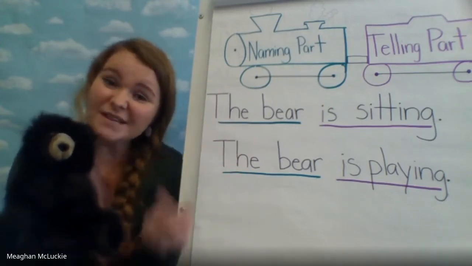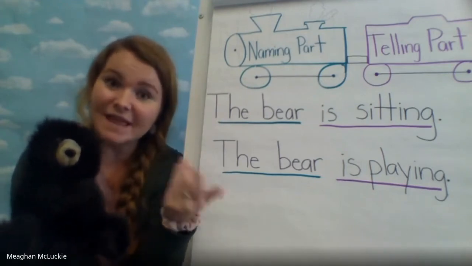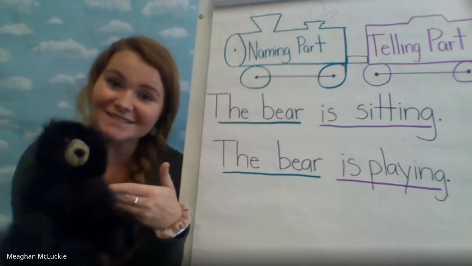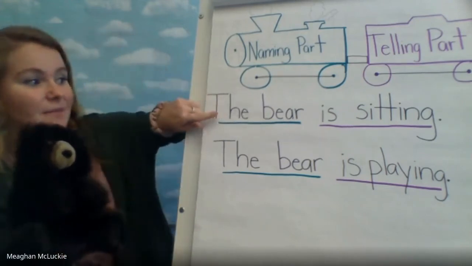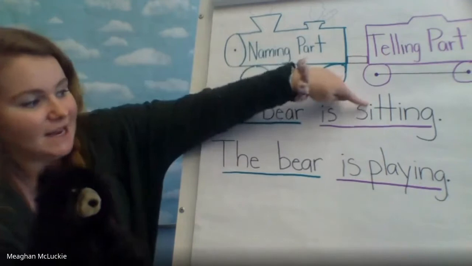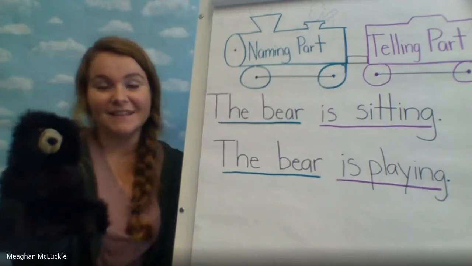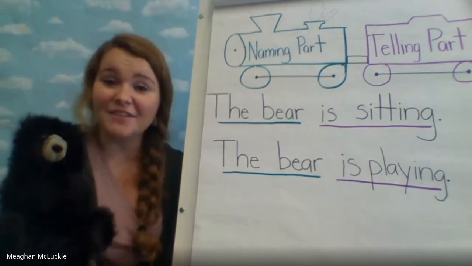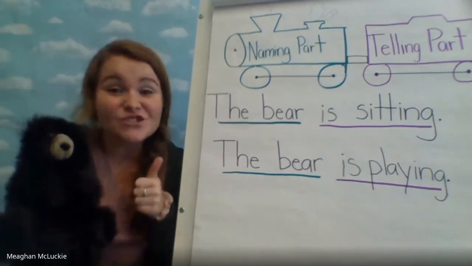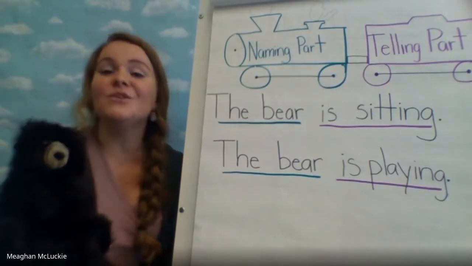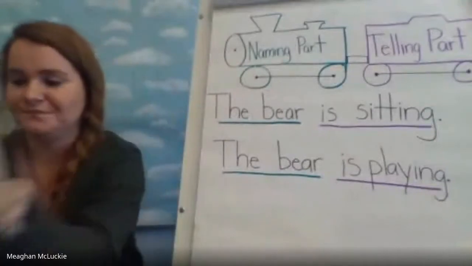But yesterday, we talked about the naming part could also be an object. We could tell a sentence, and the naming part of the sentence could be an object. Like I talked about the bear, and I wrote some sentences about the bear. The bear is sitting. The bear is playing. Today, we're going to try to write another sentence with the naming part being an object, because you guys are getting so good at this. And by the end of this week, you guys will be experts at telling an awesome sentence with the naming part and the telling part.